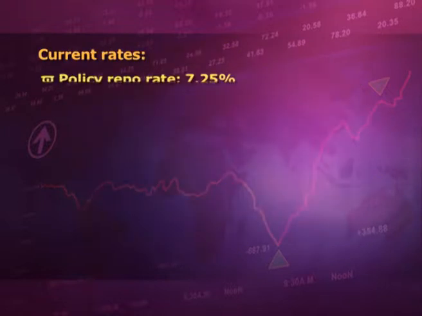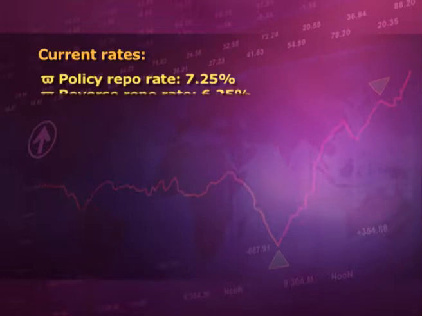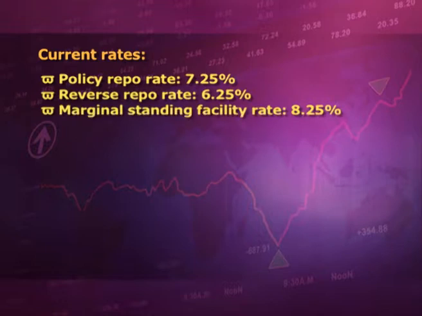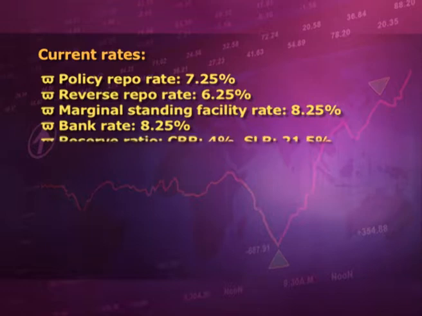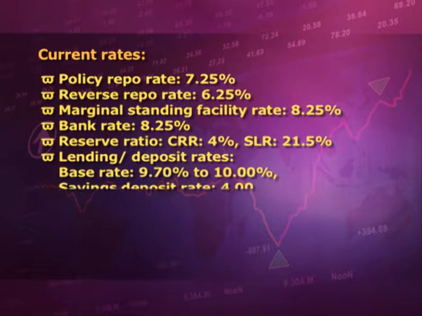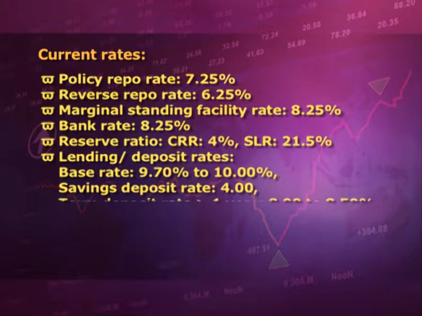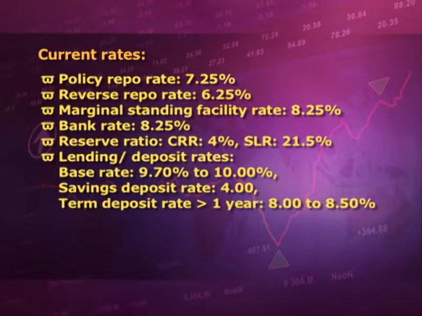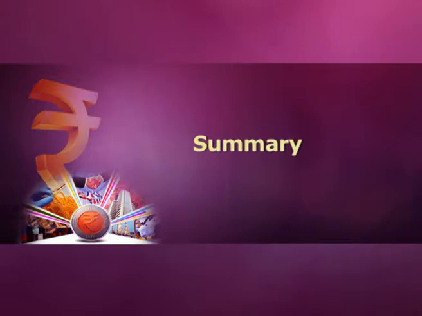Current rates are: policy repo rate is currently 7.25%, reverse repo rate is 6.25%, marginal standing facility rate is 8.25%, bank rate is 8.25%, reserve ratio CRR is 4% and SLR is 21.5%, lending or deposit rate, base rate is 9.70% to 10%. Savings deposit rate is 4%, term deposit rate for more than a year is 8 to 8.5%. Let us summarize today's session in brief.